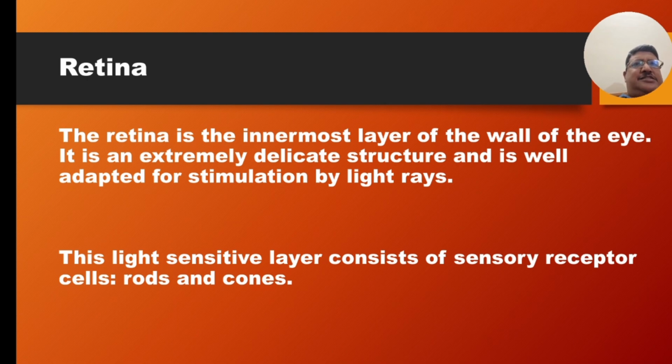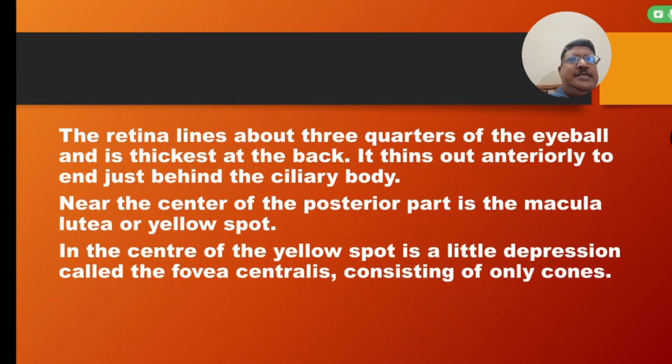Retina. The retina is the innermost layer of the wall of the eye. It is an extremely delicate structure and is well adapted for stimulation by light rays. This light-sensitive layer consists of sensory receptor cells, rods and cones. The retina lines about 3/4 of the eyeball and is thickest at the back. It thins out anteriorly to end just behind the ciliary body.